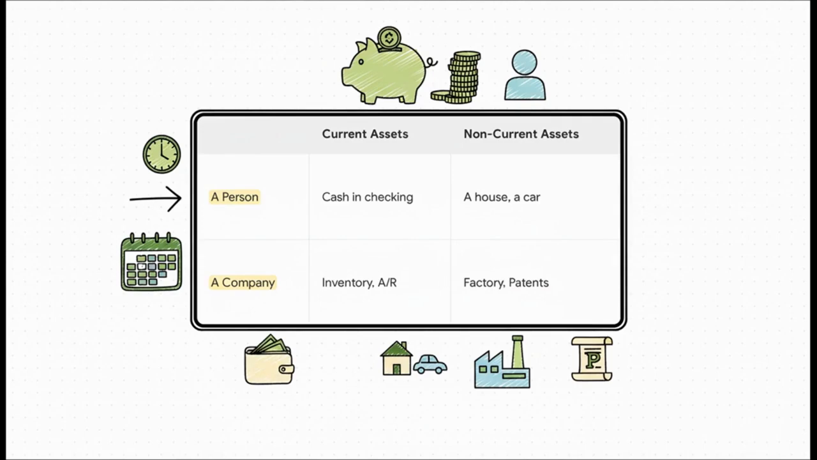For you personally, the cash in your checking account is a current asset. Your house or your car, that's non-current. For a company, all the products sitting in their warehouse, that's a current asset. But the factory that made those products, that's a non-current asset. And this really matters. A bank might look at a company's current assets to see if they can pay back a short-term loan, but they'll look at the non-current assets, like buildings, to back up a huge long-term loan. It's all about matching the asset's lifespan to the need.